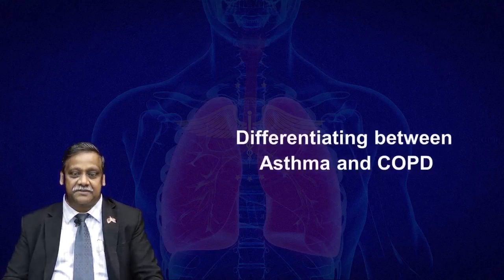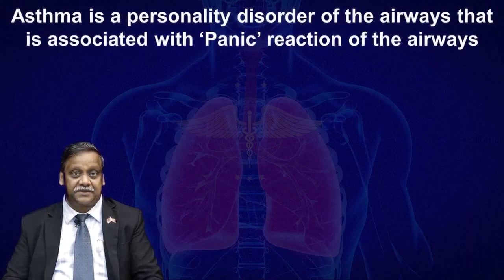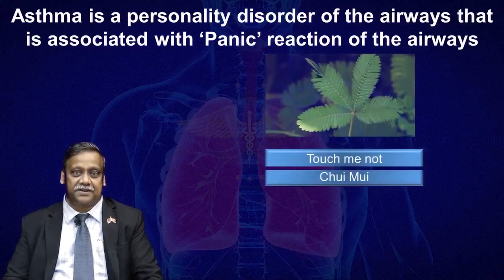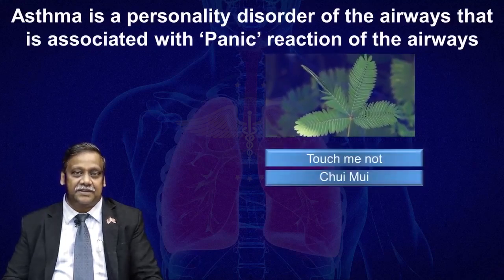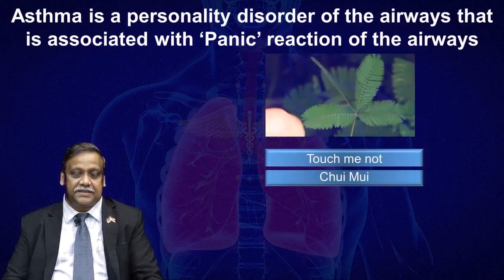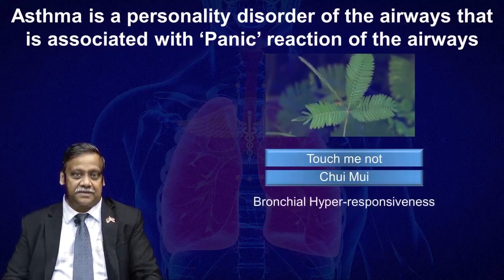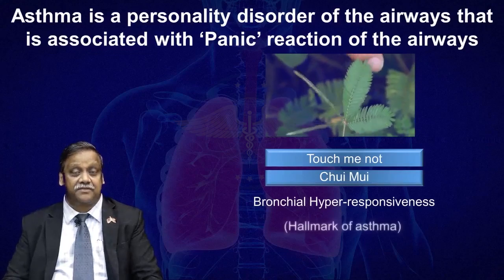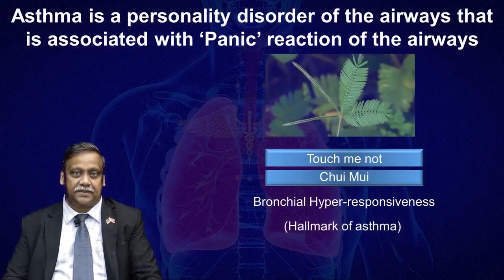You have heard from the previous talks that asthma is a personality disorder of the airways that is associated with a panic reaction of the airways, and this is beautifully shown by this example over here of the touch-me-not plant. The moment you touch it, all the leaves start closing. This is classically called bronchial hyperresponsiveness and is the characteristic or the hallmark feature of asthma.